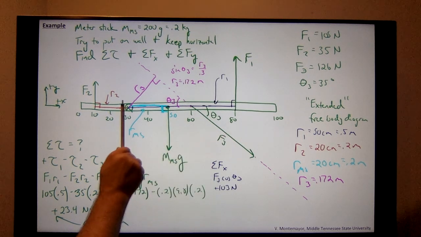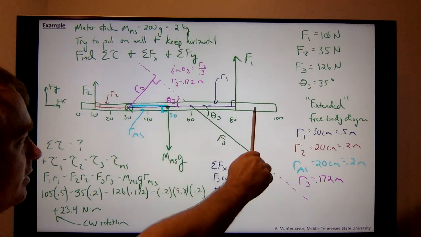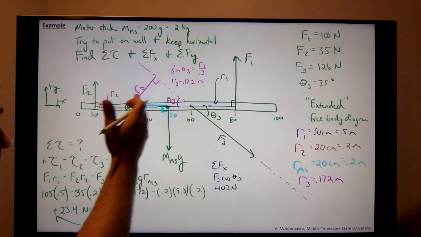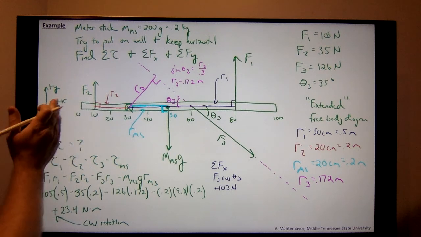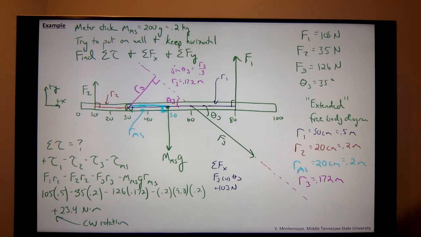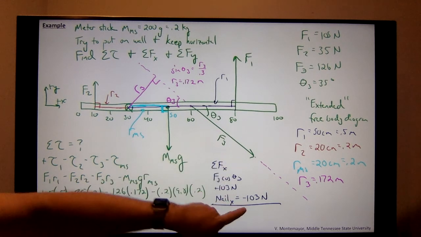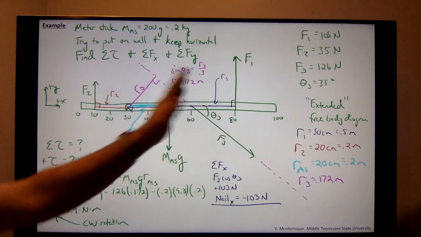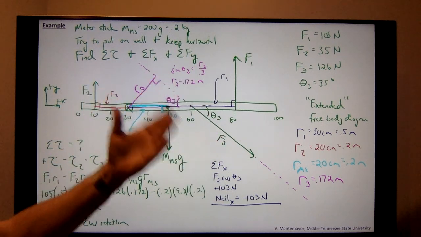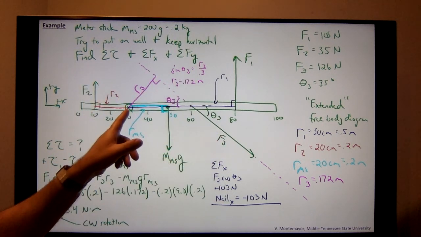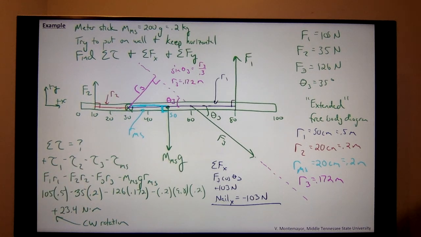So that's how much pulling we have going this direction. And if it's not moving, then the nail must be applying a force in the opposite direction that's equal to that. So let's say nail sub x equals minus 103 newtons. Okay? And we can say that there must be this other force in the opposite direction because there's no motion. The sum of the forces in the x direction has to give me 0. So that tells me that there must be a force that's there.